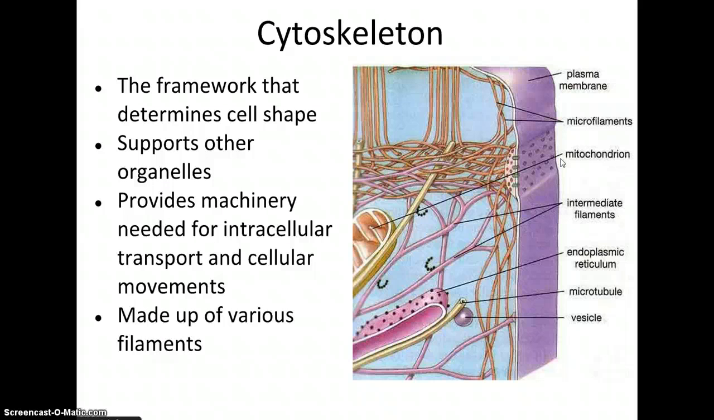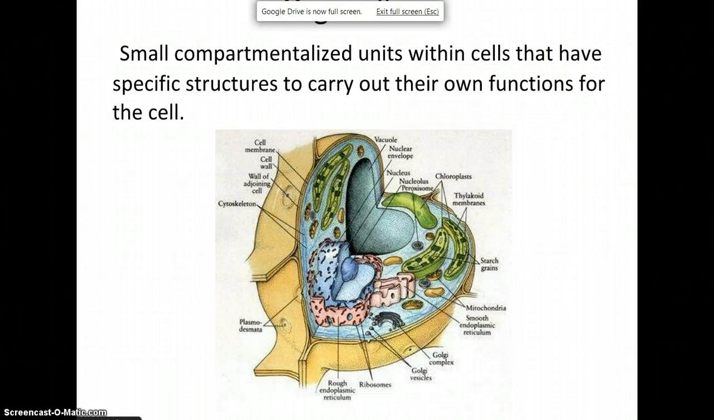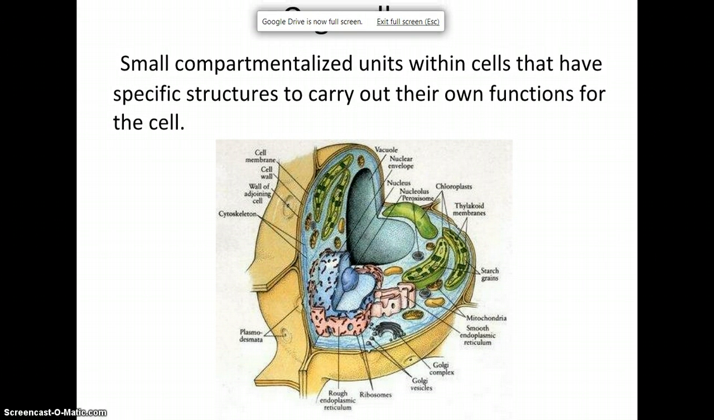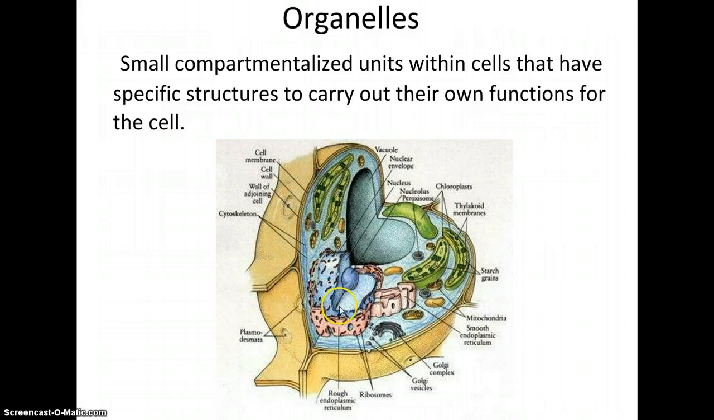The cytoskeleton is designed to help keep the organelles in their places. It also assists with some cellular movements. It is associated with the flagella. Then you have organelles. Let me pick this up a little bit so you can see that. Organelles are all of those things that are inside of the cell that have specific jobs.